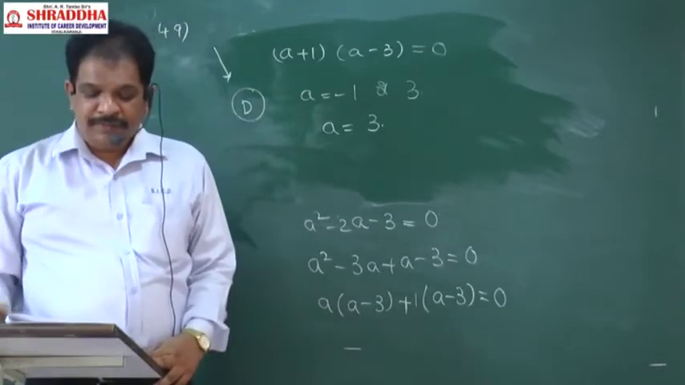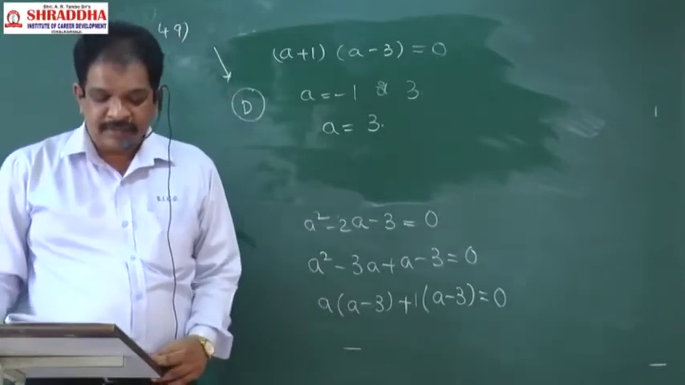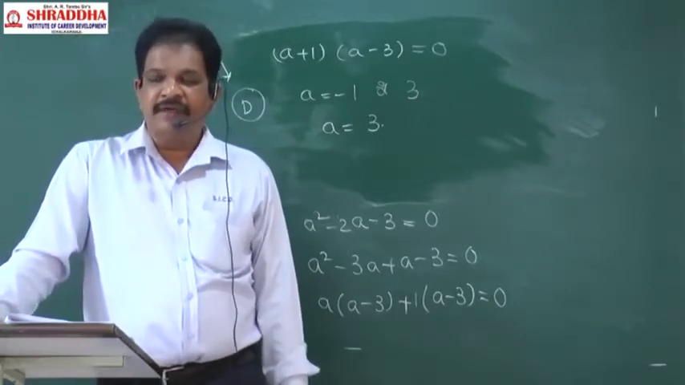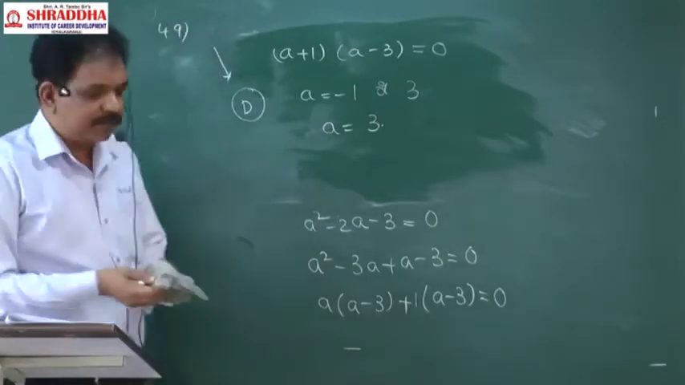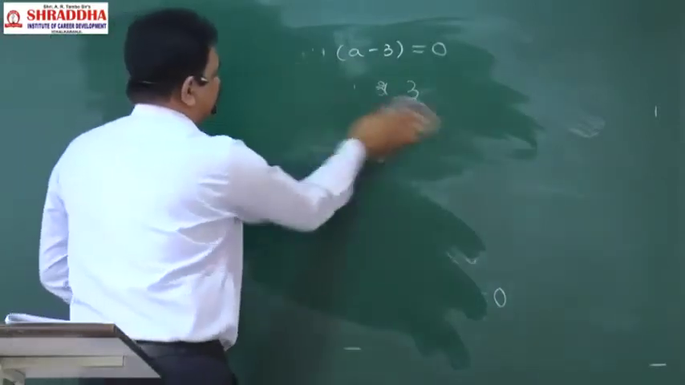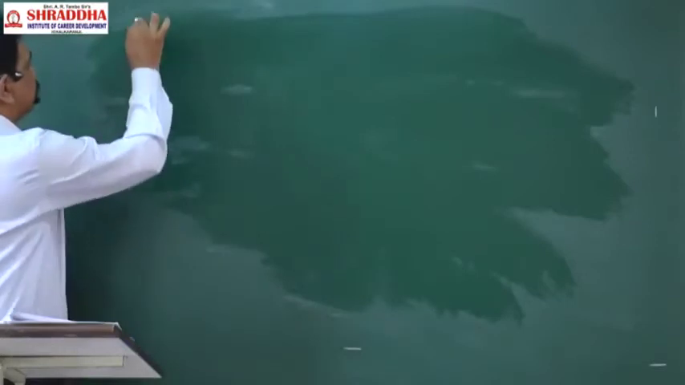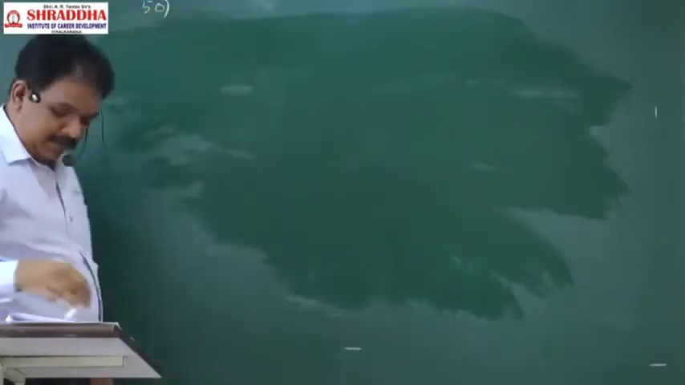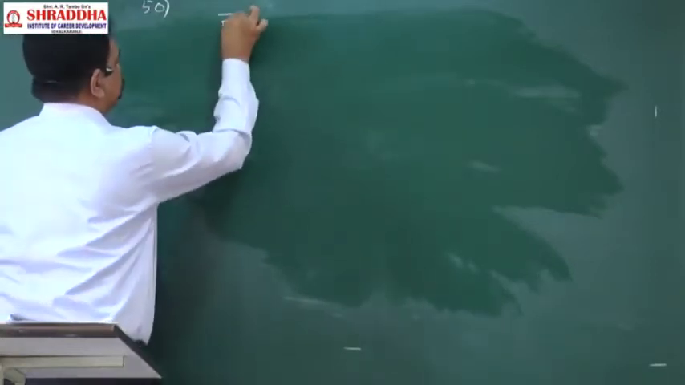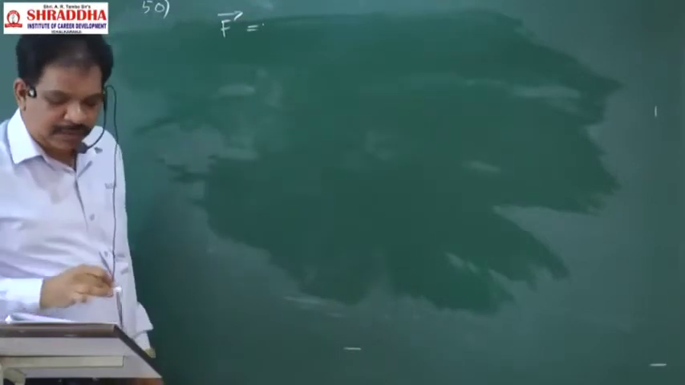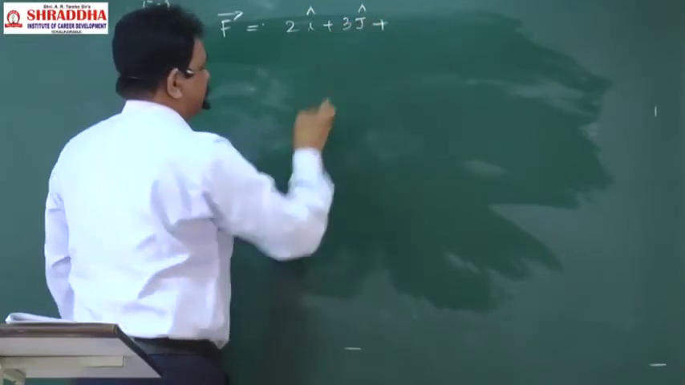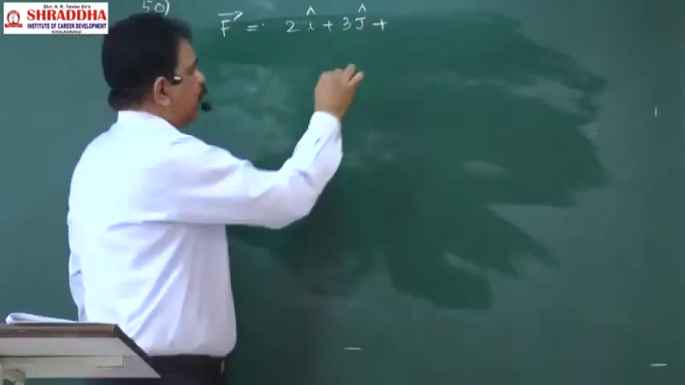Next, 50. What they are asking, see. Force given, time given, displacement given, power formula is how much? So how to do that one? What are the given? You write down first. Force given: 2I cap plus 3J cap plus 2K cap.